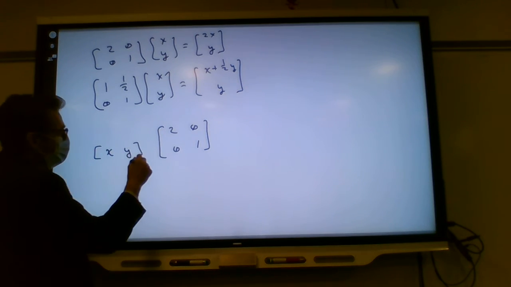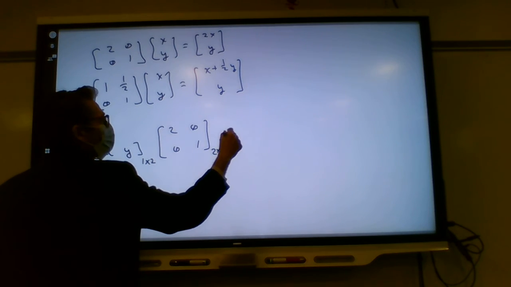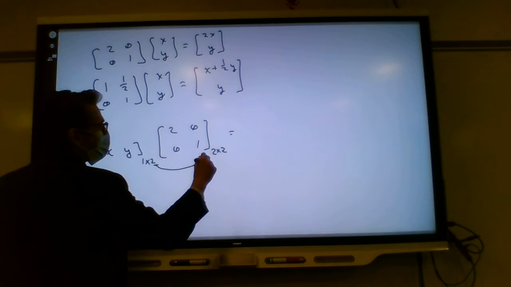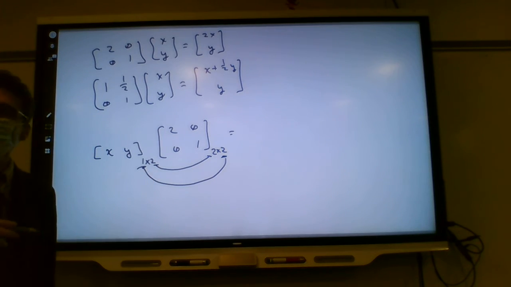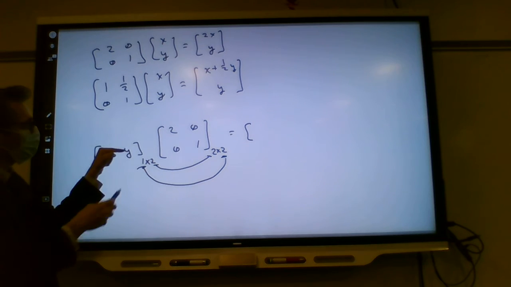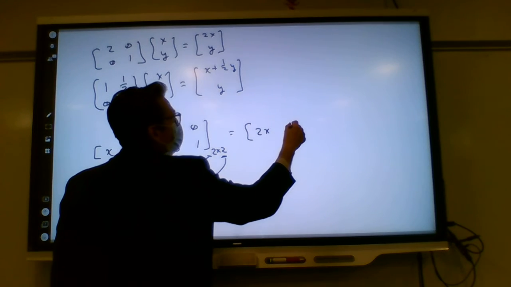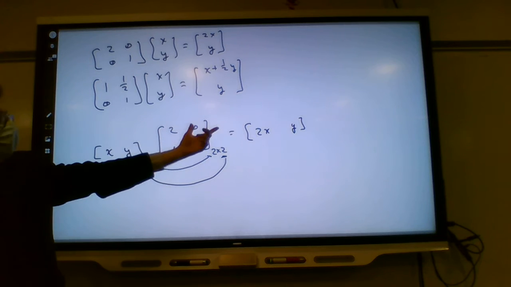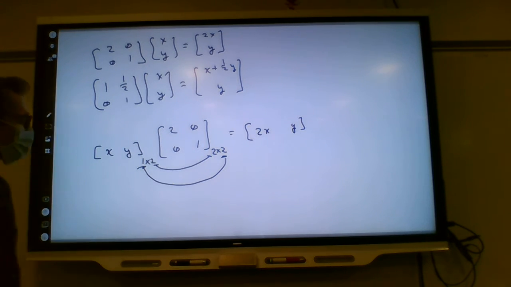1 by 2. 1 by 2. And this is still 2 by 2. So what kind of answer are we expecting? 1 by 2. These match, and our answer will be a 1 by 2 answer. So what is the answer? Still do row dot column, 2x and y. And so what happens? It's exactly the same vector. It's just we're thinking of it in rows rather than in columns. Now, why do we do that?